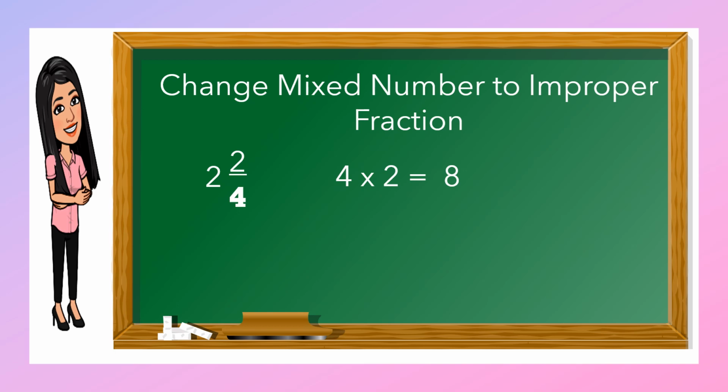The first step is to multiply 4 and 2. 4 times 2 equals 8. Next is to add the numerator. So 8 plus 2 equals 10. That's it. 10 over 4 or 10/4.